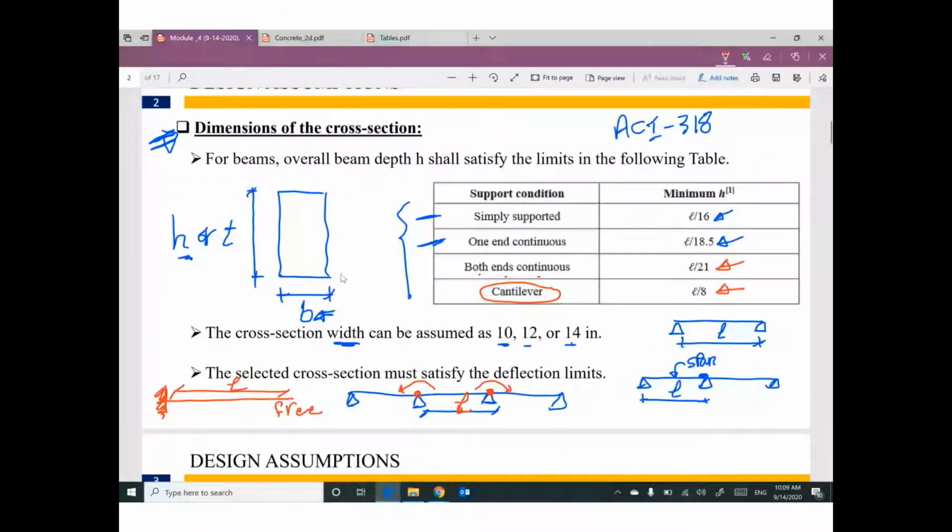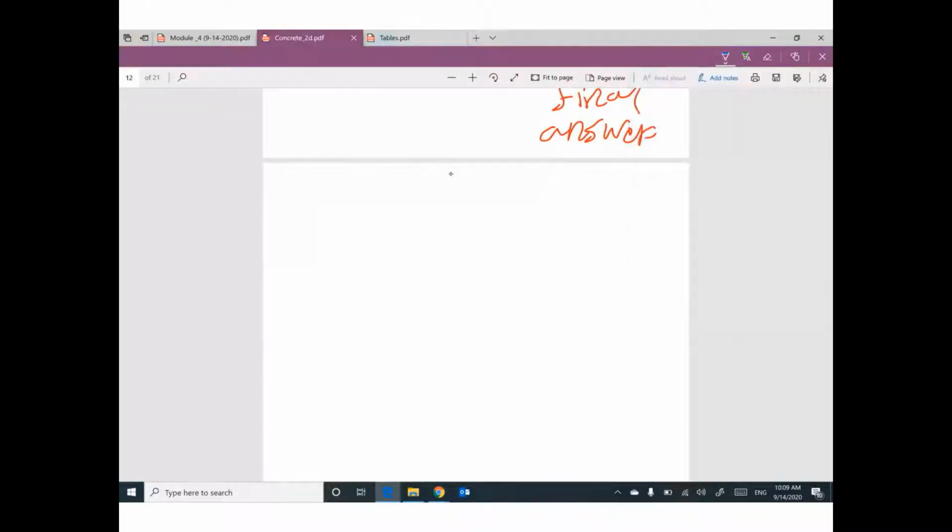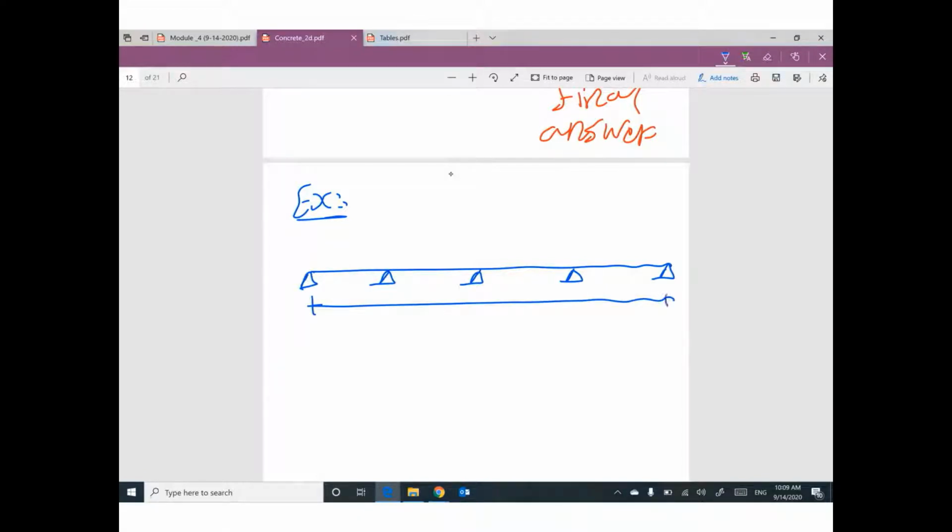So let me do an example. Just an example. We have a continuous beam. We have spans. This one is 10 feet. This one is 12 feet. This one is 10 feet. This one is 14 feet. I'm sorry, let me change these numbers a little bit. This one is 12 feet, and this one is 10 feet.